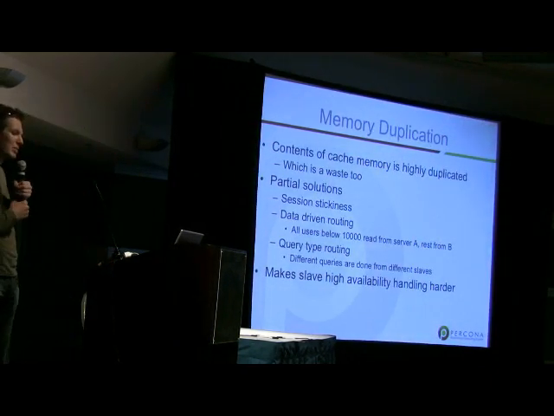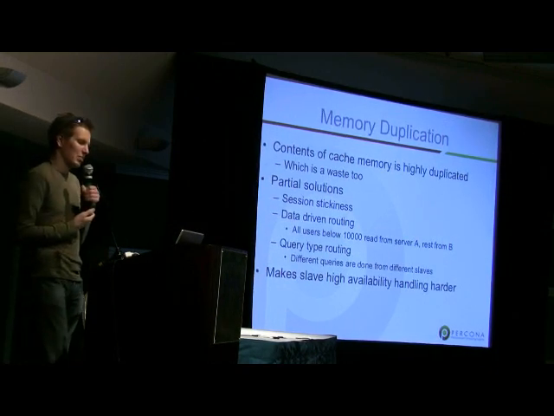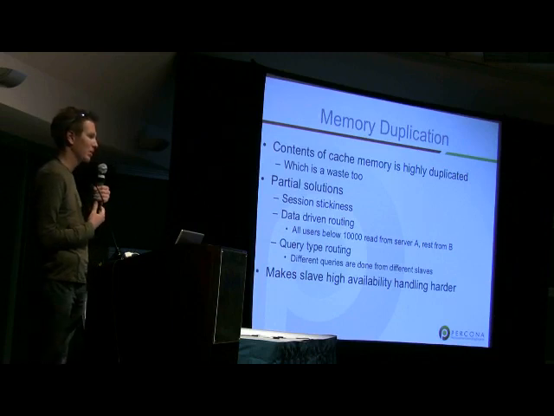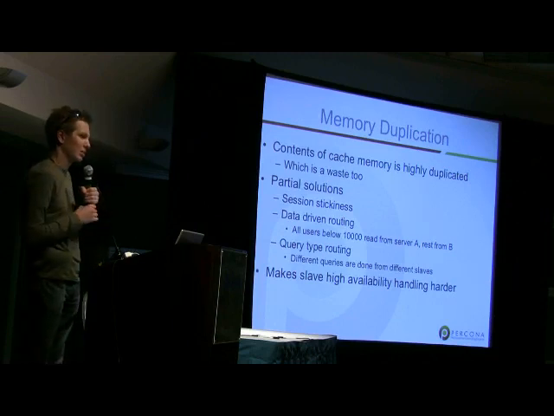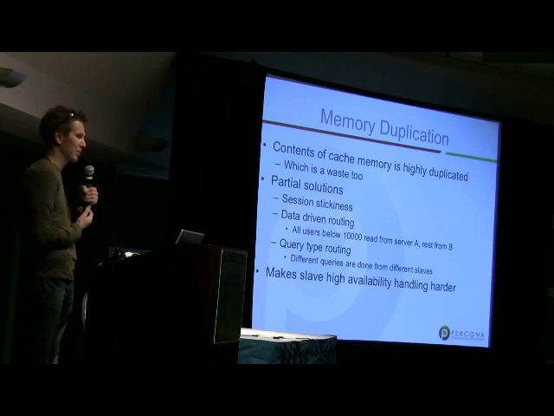Now, the other problem is the duplication of the stuff which you have in memory. Because the slaves at least have the same replication traffic and very often have the same kind of read queries passed to them, their cache content is duplicated.